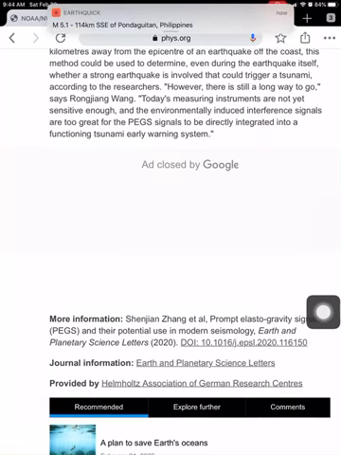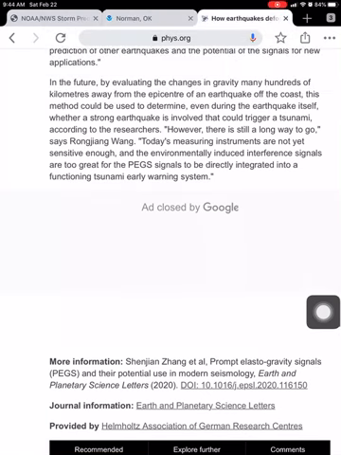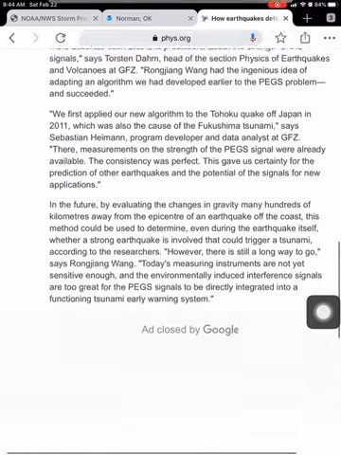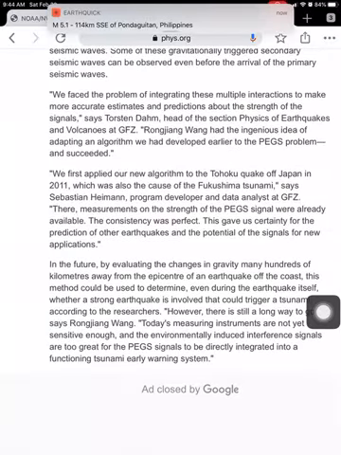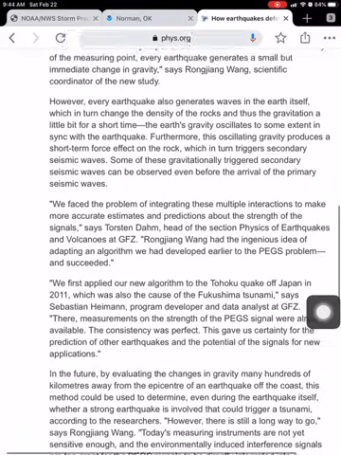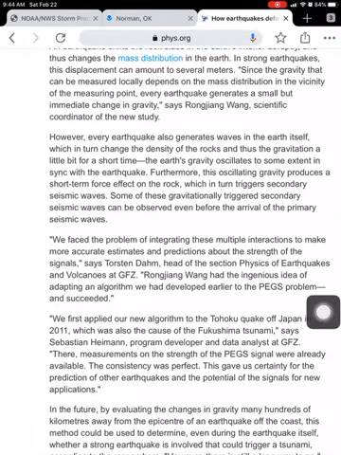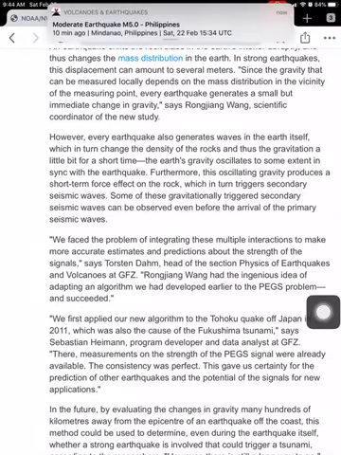This is very good news, guys. They're finally realizing that earthquakes give signals from gravity. This is amazing. I mean, this is basically what we've been talking about this whole time.